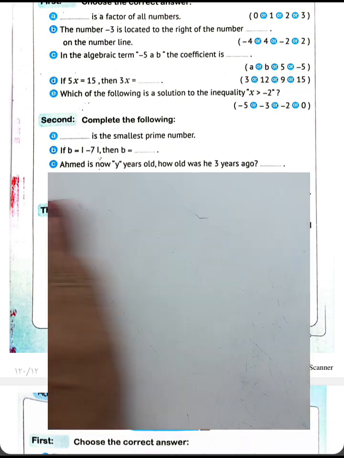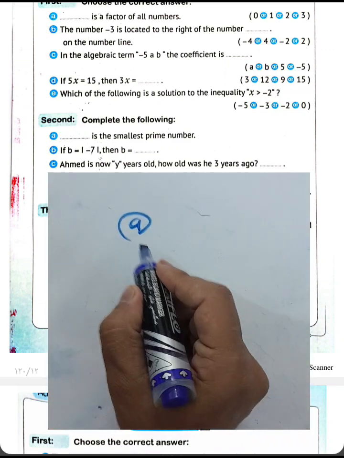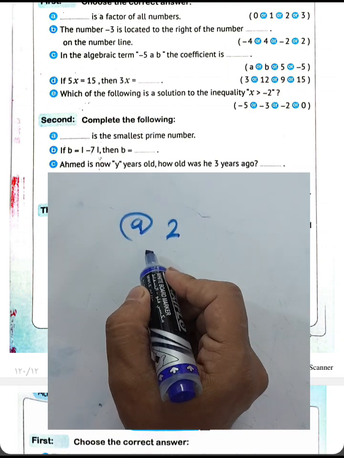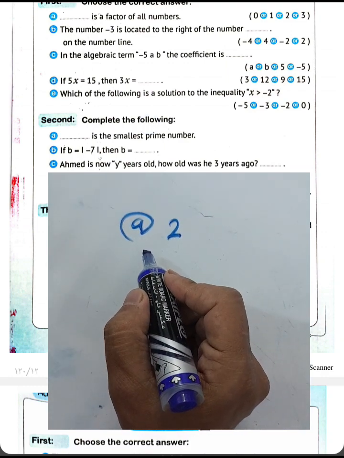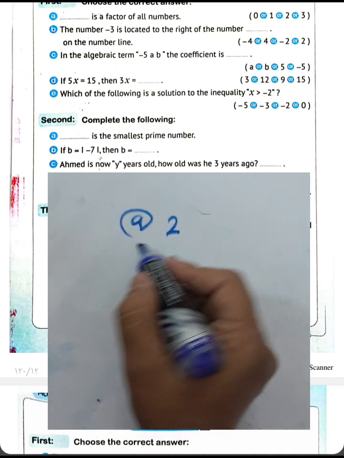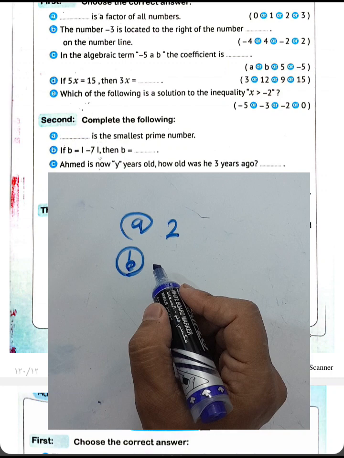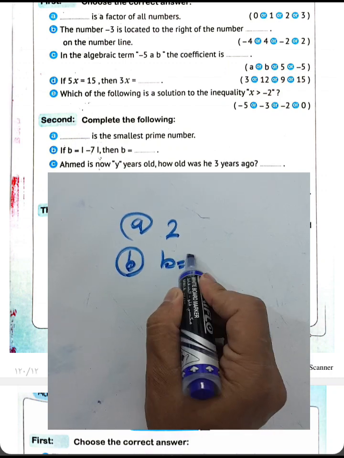Second question. Letter A. In the second question here, the smallest prime number is 2. We know any prime number has only 2 factors. It can be divided by itself and 1 only. Letter B. If b equals the absolute value of -7, then b equals 7.